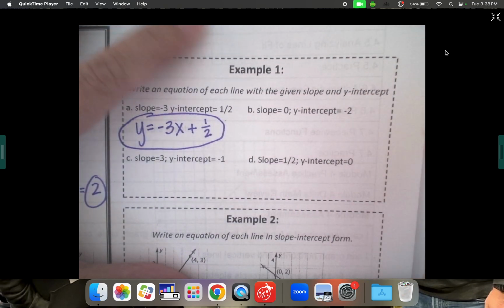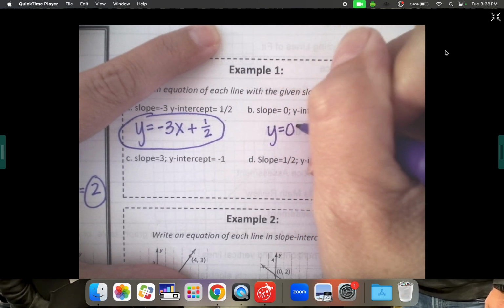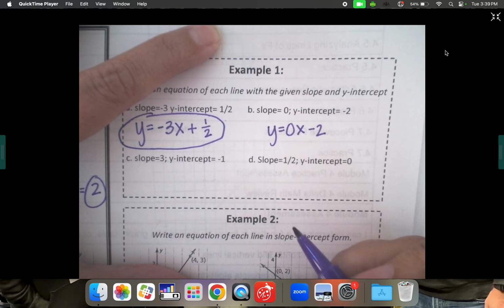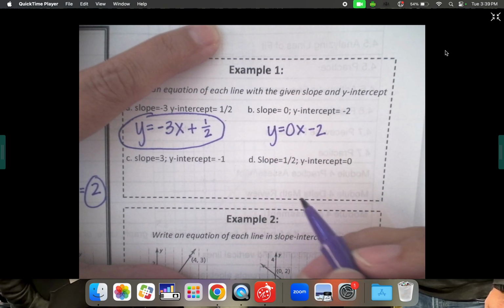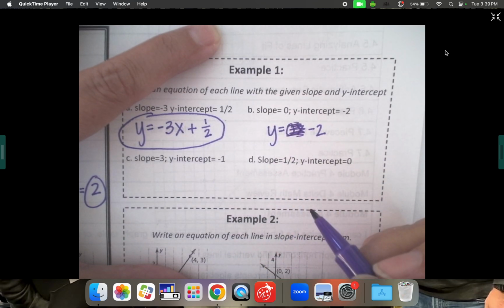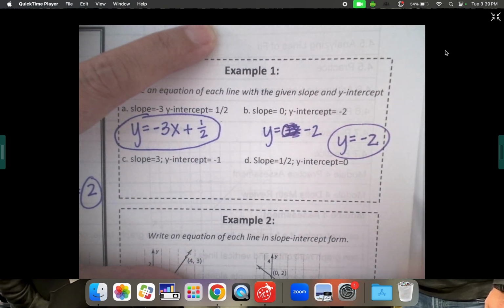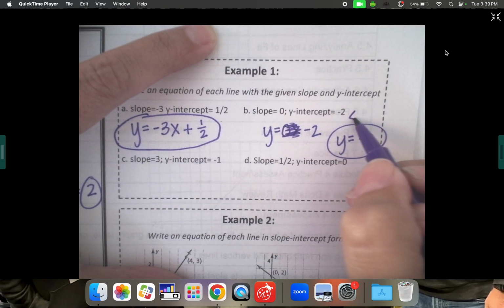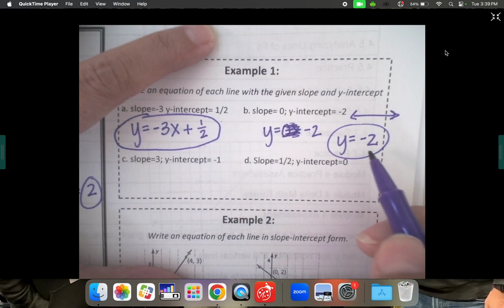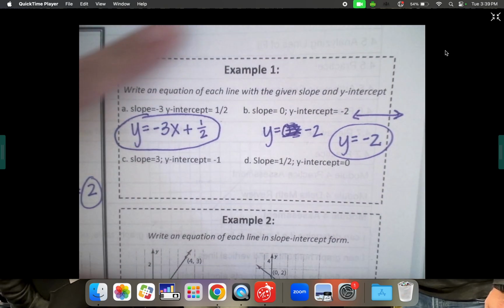All right, if you did not pause it, or if you're just working it out with me, I'm going to go really fast. 0x, I wouldn't even put it. This is not simplified. If you have 0 x's, if the slope is 0, you don't even have an x. So it's gone, so it's just a y equals -2. And that makes more sense because a y equals is a horizontal line, and a horizontal line has a slope of 0. So that's why you don't write 0x. You just write y equals the number.